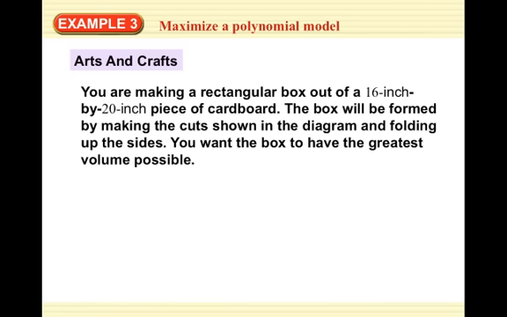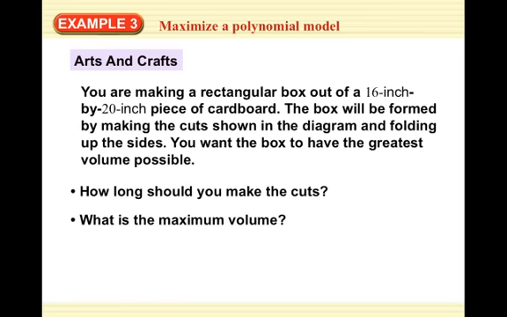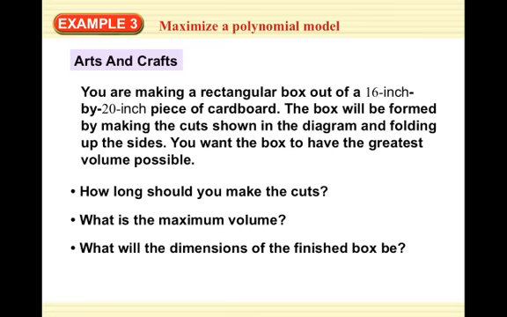All right, you are making a rectangular box out of a 16-inch by 20-inch piece of cardboard. The box will be formed by making the cuts shown in the diagram and folding up the sides. You want the box to have the greatest volume possible. So how long should you make the cuts? What is the maximum volume? And what will the dimensions of the finished box be?